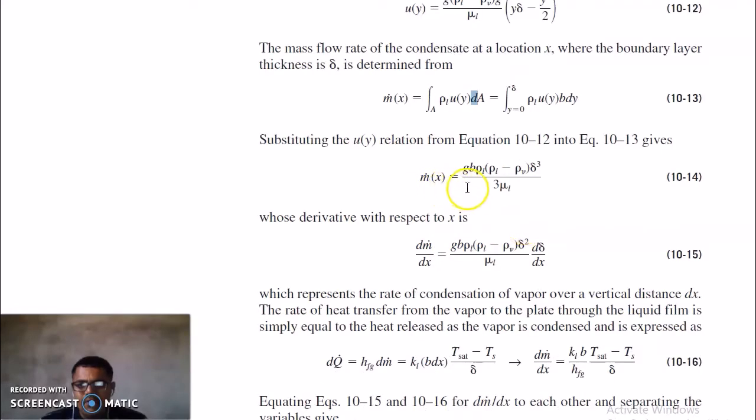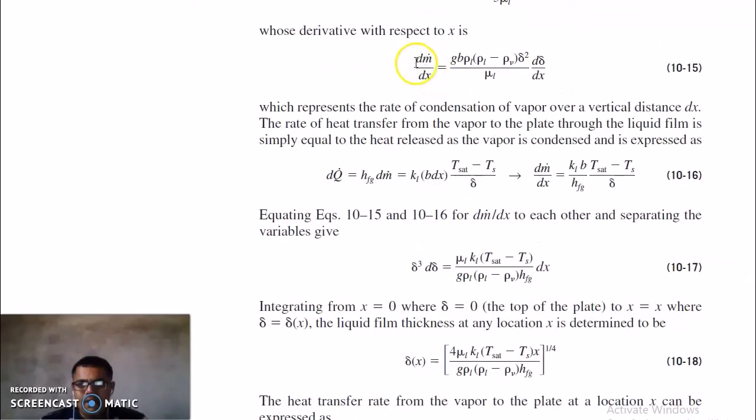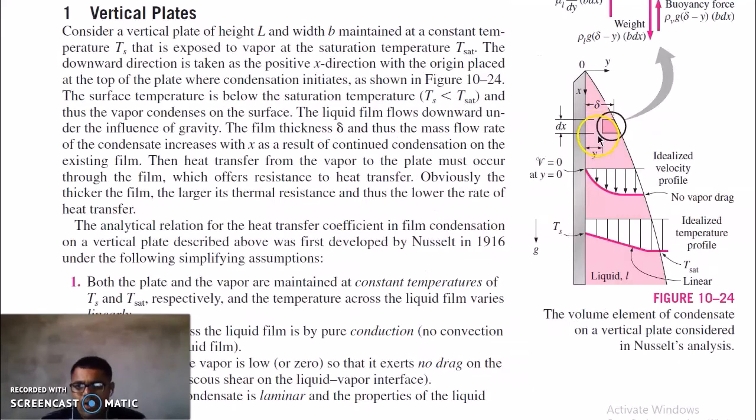Now take the derivative of this mass flow rate with x, which is equal to this. It clearly represents the change in mass flow rate with respect to dx. That is due to more vapor being condensed on the film. You can see the mass flow rate is less at the top and, due to more condensation of the vapors, the mass flow rate of the fluid will increase as you go in the downward direction.